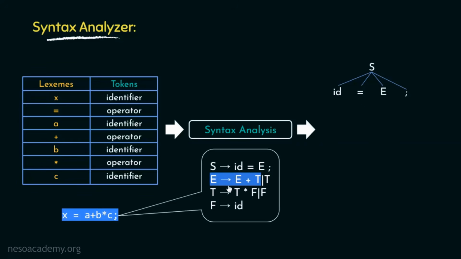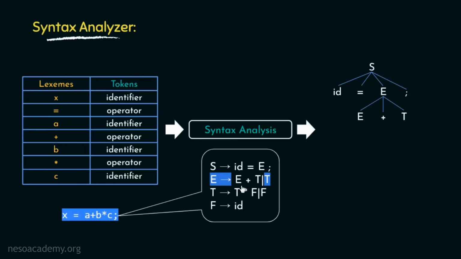Coming to the next production rule, e can be rewritten as e plus t. That is, expression can be expression plus term. So from this e, we can derive e plus t using the production rule. Now e can also be rewritten as t.